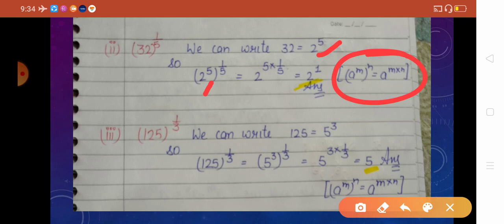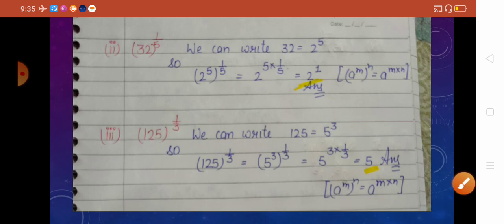it as 2. Third one, 125 raised to power 1 by 3. So as we can write 125 as power of 5, 5 raised to power 3. So 5 raised to power 3, multiply 1 by 3, 3 and 3 will cancel each other and we will get 5 here. Clear? In these type of questions you will always get a number which is a power of something, and each power will cancel each other.